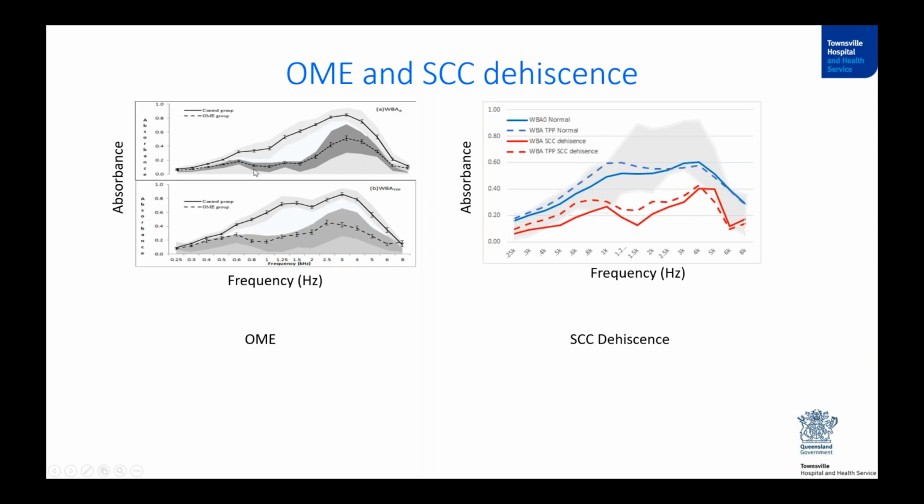I'm just comparing OME and superior canal dehiscence because both of them show a reduced absorbance pattern, whereas superior canal dehiscence shows increased absorbance around 1 kilohertz, whereas OME doesn't.